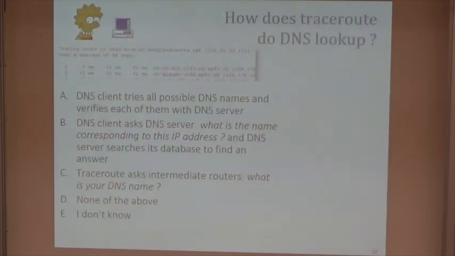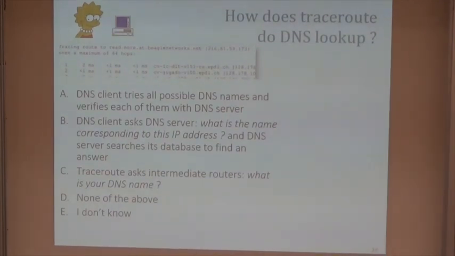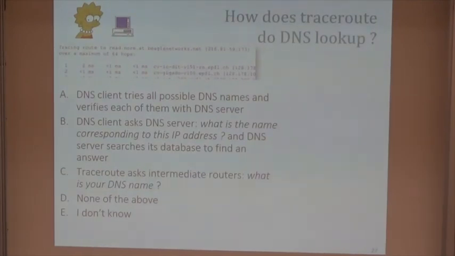So when doing this, of course, it's traceroute that does the work of finding what is the name that corresponds to the IP address. How do you think that it does it? I close the poll in 5 seconds. The majority says B, but it's not exactly correct.